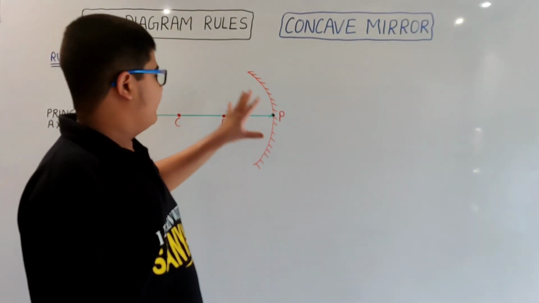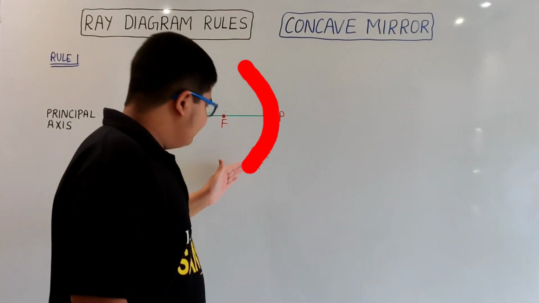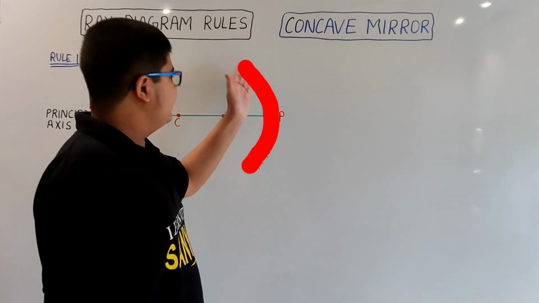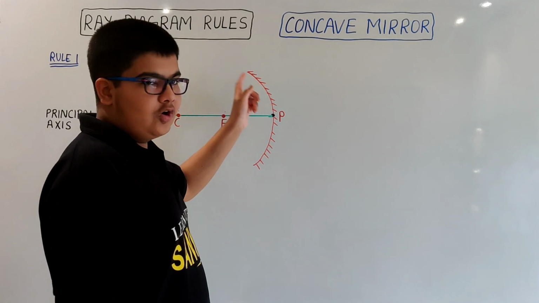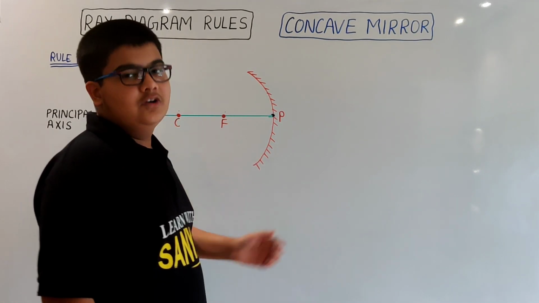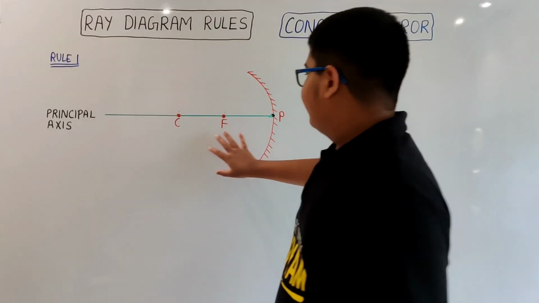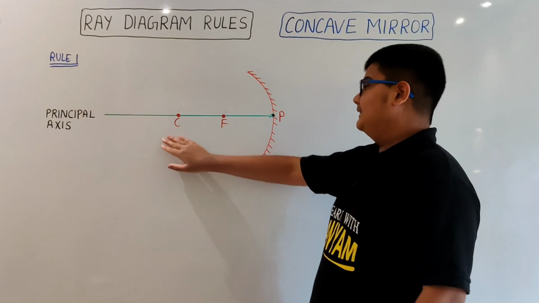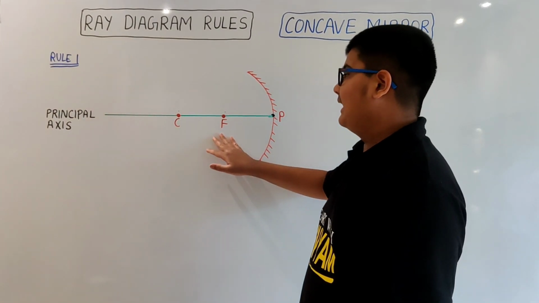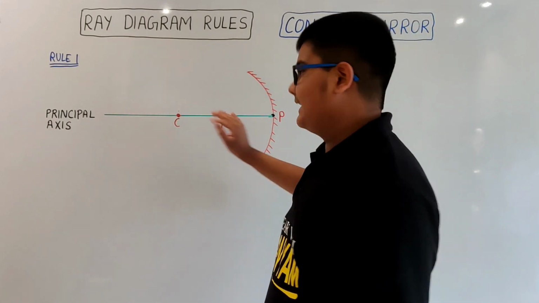So here we have a concave mirror, which is a curved inwards mirror, and its outside has been silvered. So we have put small oblique lines on the outside of the mirror to show that it is a concave mirror. Now here we have the various parts of the mirror. This is the pole of the mirror, this is the center of curvature, and here we have the focus, and this is the principal axis. This green line is the principal axis.